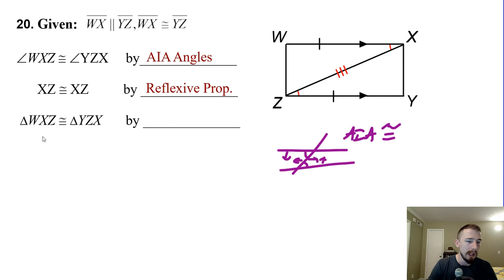And then lastly, they said that the triangles are congruent. What postulate are we using? Well, we've got side, included angle, side: the same side, the same included angle, and the same side. So SAS, side angle side, triangle congruency postulate. You can just write side angle side, it's fine.